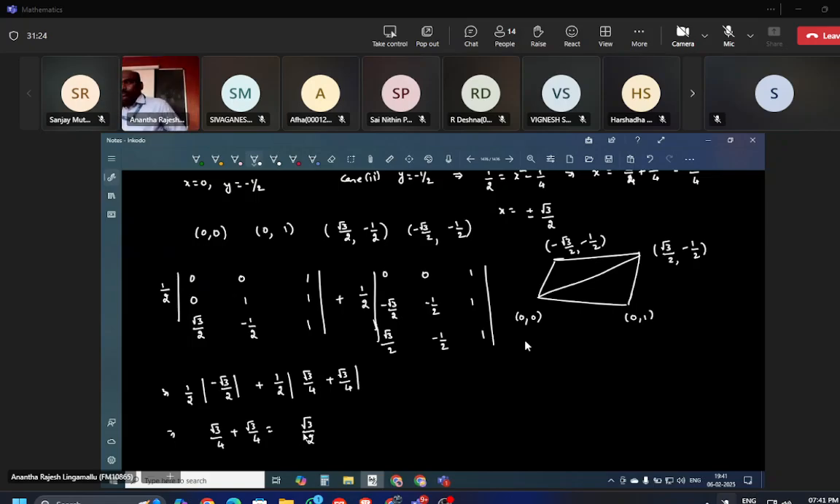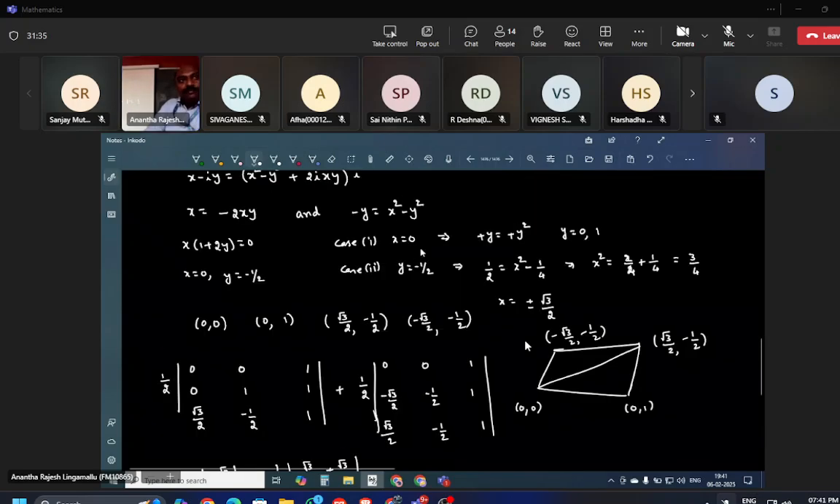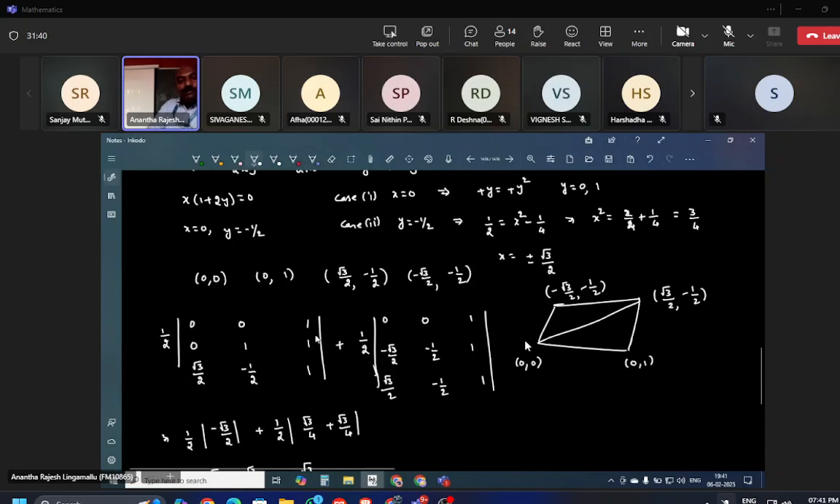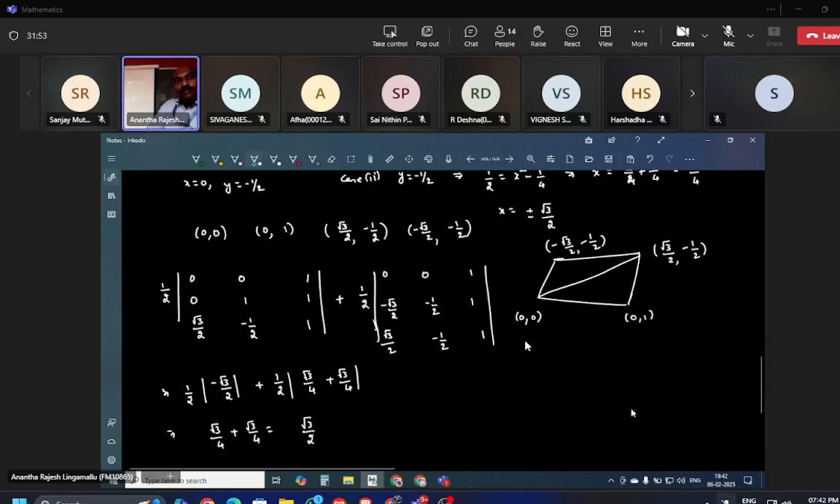No? Check. See, the order: x is 0 means this cannot be possible. Achha, these points are not in order. Sure? That's the problem.